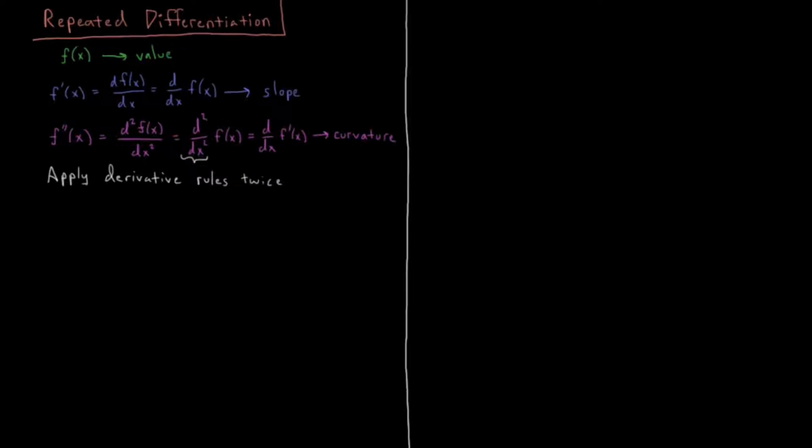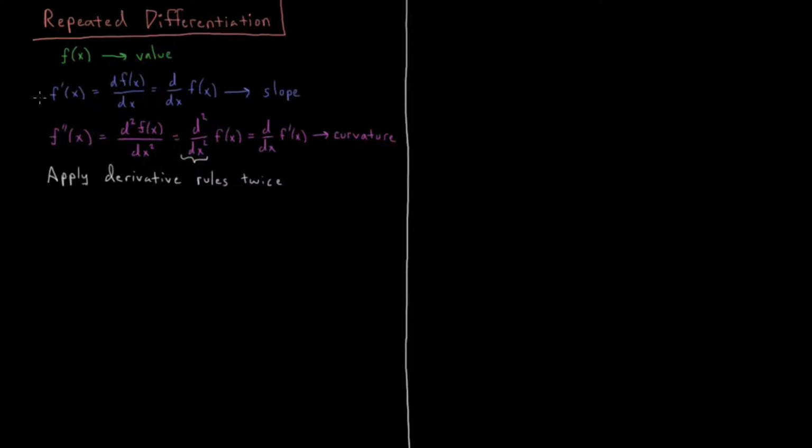So f of x, a function, is the value of that function at x. F prime of x is the derivative of f of x. It's the slope, or the instantaneous slope, of f of x at that particular location of x. But we can take the derivative of the derivative, and we can take the derivative of that derivative and continue that as long as we want.